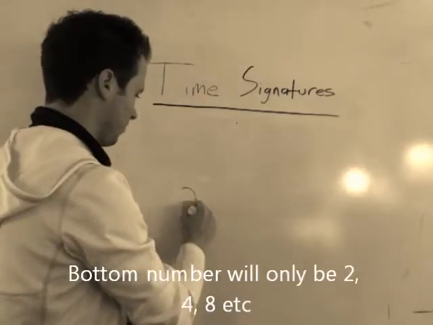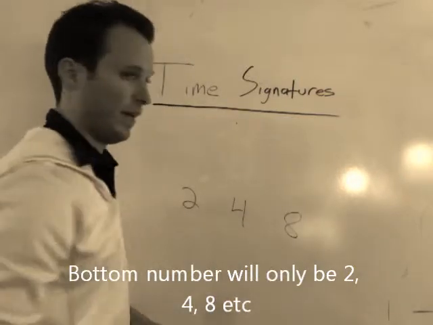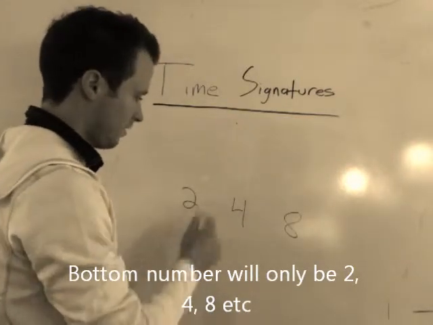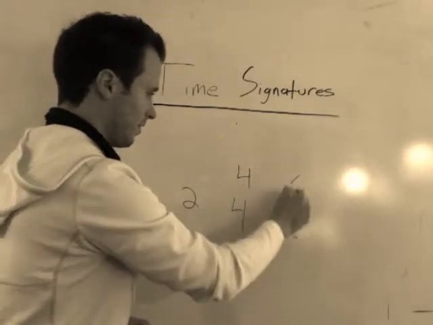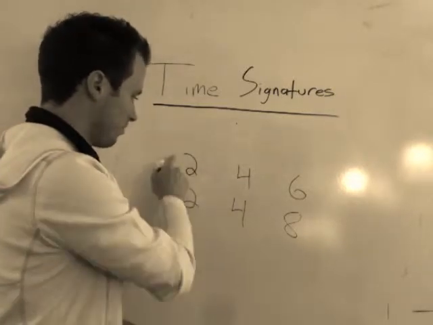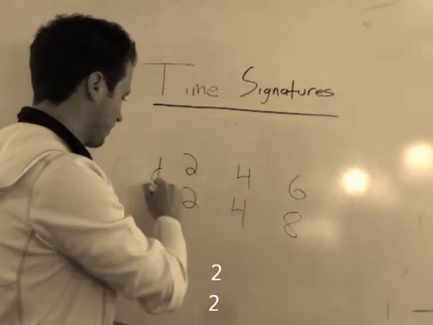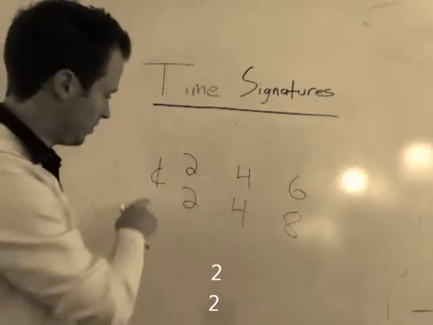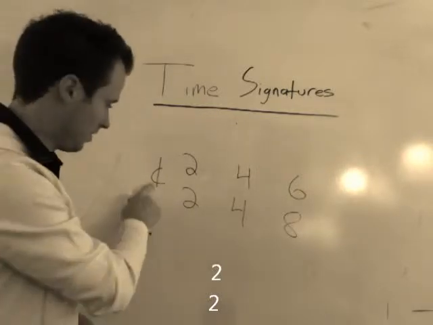The bottom number is going to be multiples of 2. So the bottom number would either be 2, 4, or 8. In this case, we have 4/4. That's really common. We talked about 6/8. Now there's another time signature, 2/2. This is called cut time. Often composers will use this symbol here instead of writing 2/2. It means the same thing, cut time.